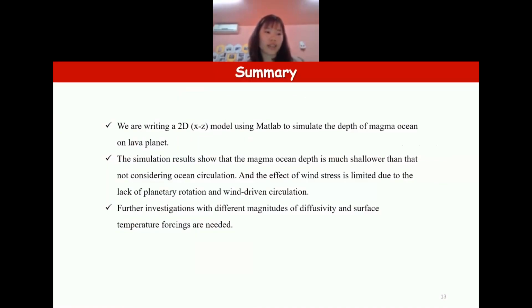Further investigations with different magnitudes of diffusivity or lower temperature forcing, such as a lower temperature on the night side and geothermal heating, are needed in our next study. Currently, our model has not been finished, and it will be released after we have completed it. So that's all for my presentation. Thank you very much.